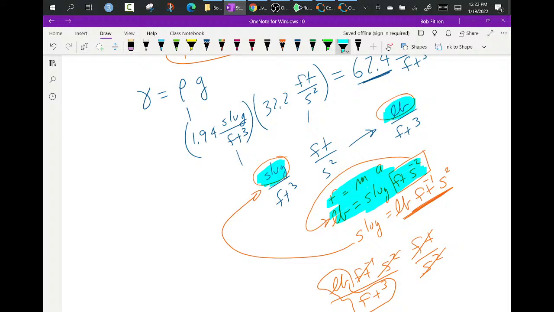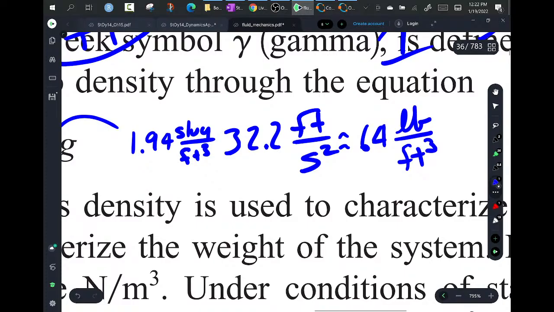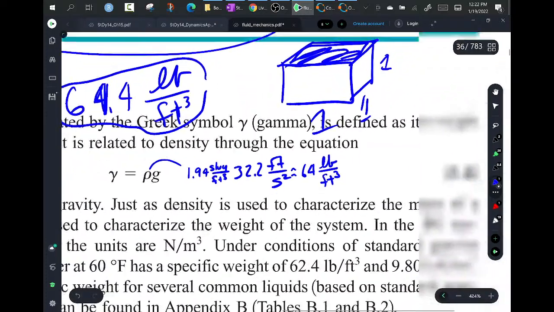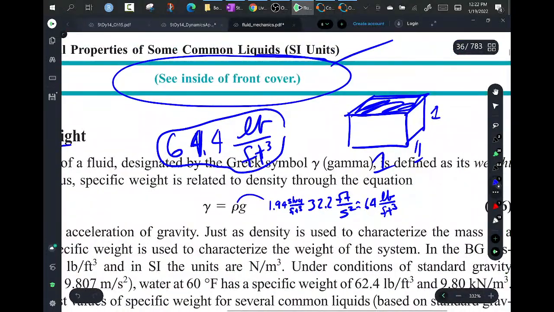And I was kind of cramped in there, so yes, I made a mistake. I didn't remember that right. It was 62.4. But the key is, this is the weight per unit volume. This is the density per unit volume.